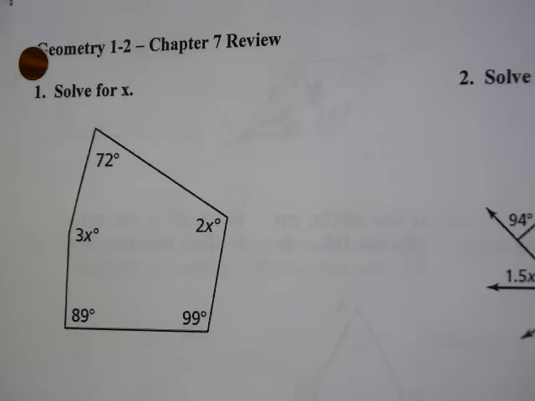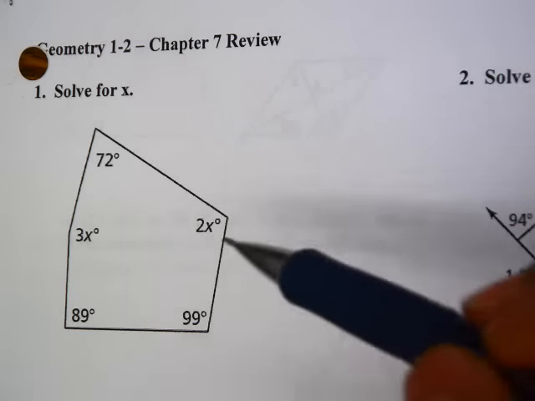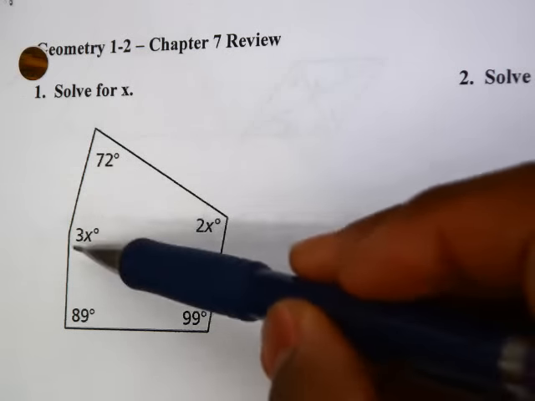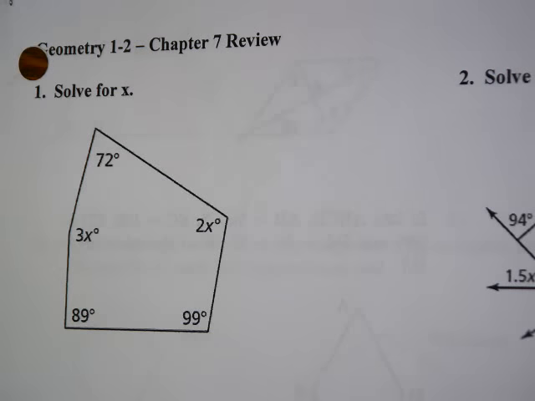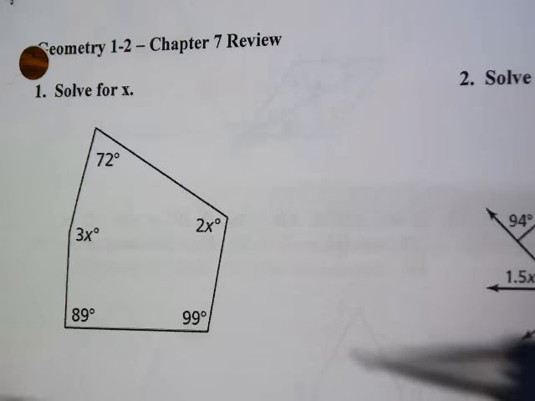Okay, so this is the Chapter 7 review for geometry. Number 1, I'm supposed to solve for x. I need to figure out what kind of shape this is first. So this shape has 1, 2, 3, 4, 5 sides, making it a pentagon. Before I do the problem, I need to know how many degrees the interior angles on a pentagon will add up to.